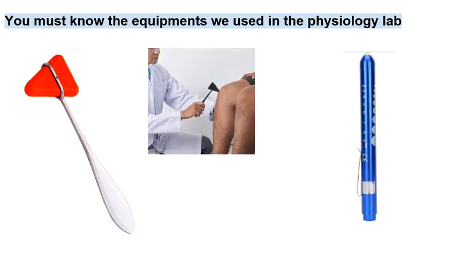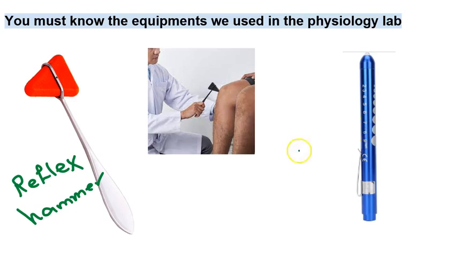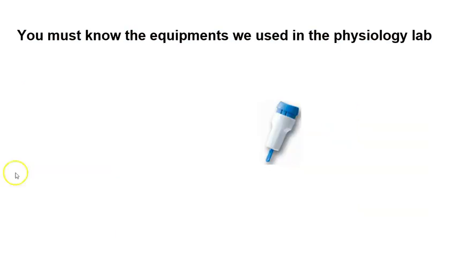Then you can see these equipments we use for testing the reflexes. The picture on the left side is called the reflex hammer. As you can see in this picture, the physician is testing a reflex, like the knee-jerk reflex, by using the reflex hammer. And the picture on the right side is called the reflex light, which we use to assess the pupillary light reflex. And next in this picture, you can see the lancet.